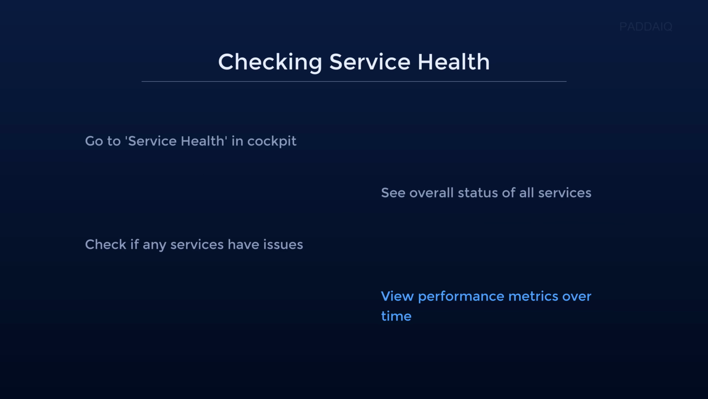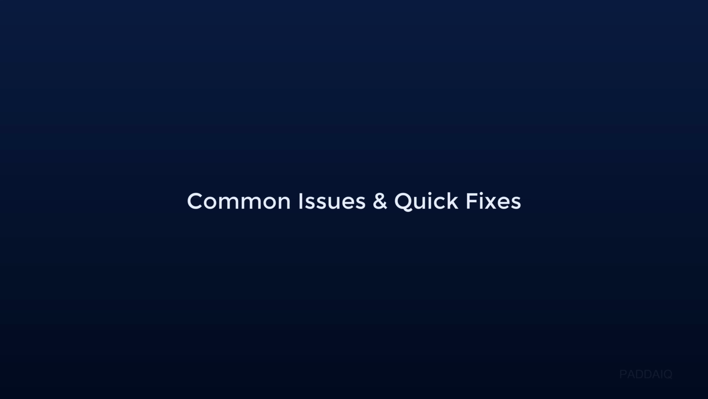View performance metrics over time. This means tracking how a service behaves, like response times and availability, across hours, days, or weeks. For example, monitor your e-commerce app's checkout service to spot slowdowns during peak shopping periods. Consistently observing these trends helps you maintain optimal performance and reliability. Common issues and quick fixes.